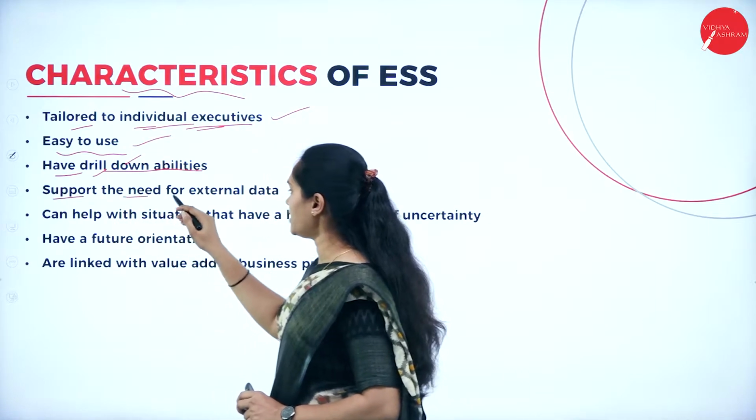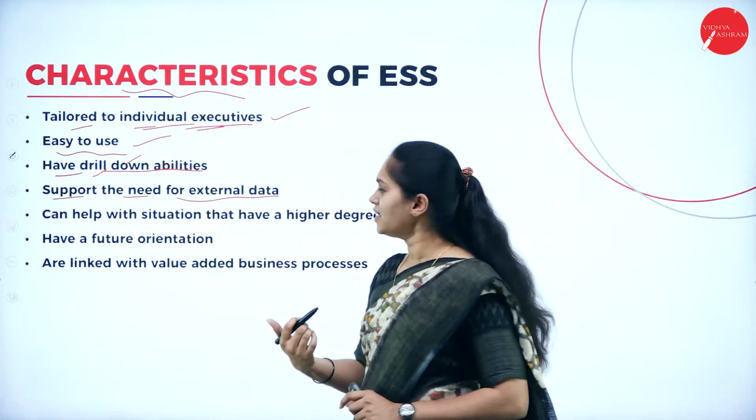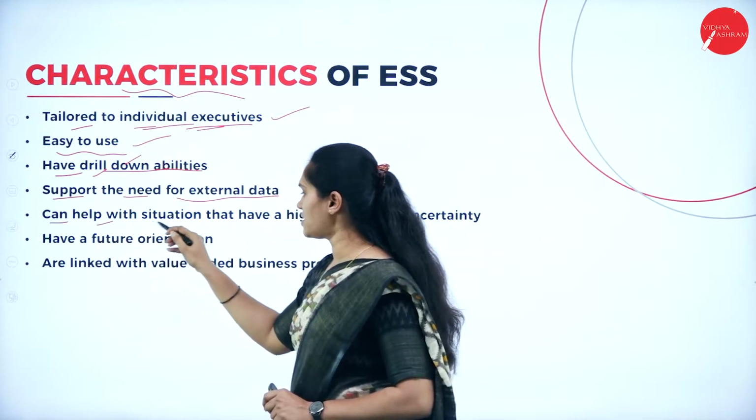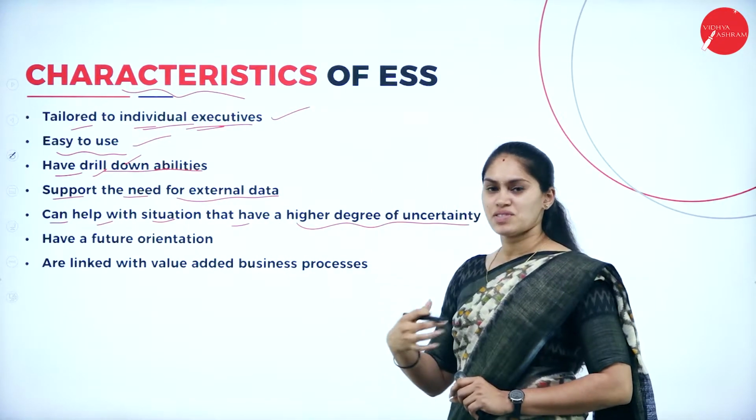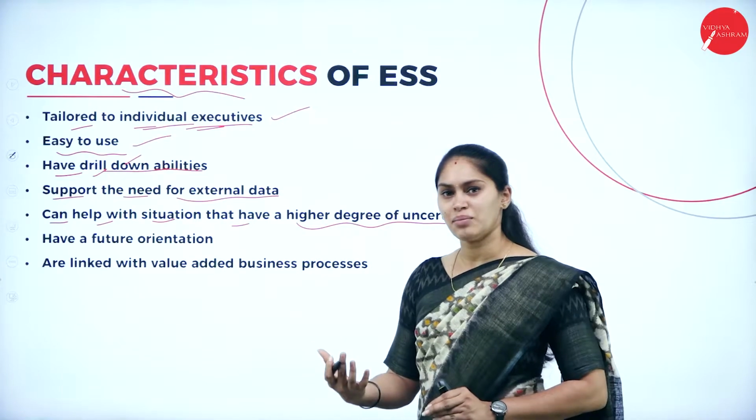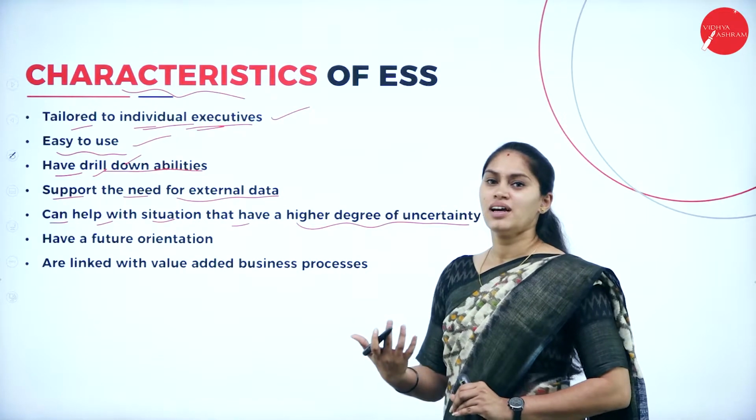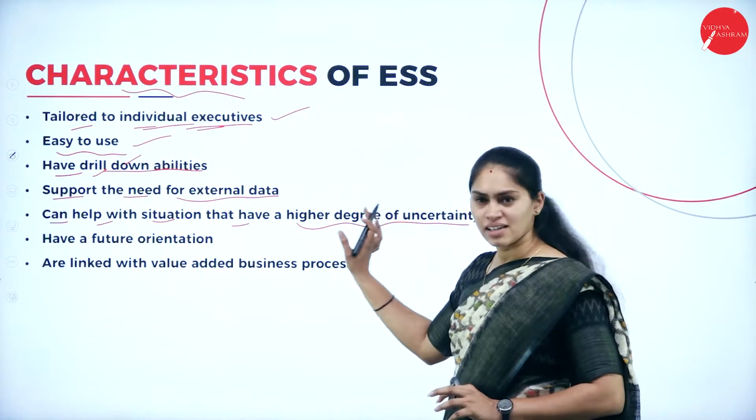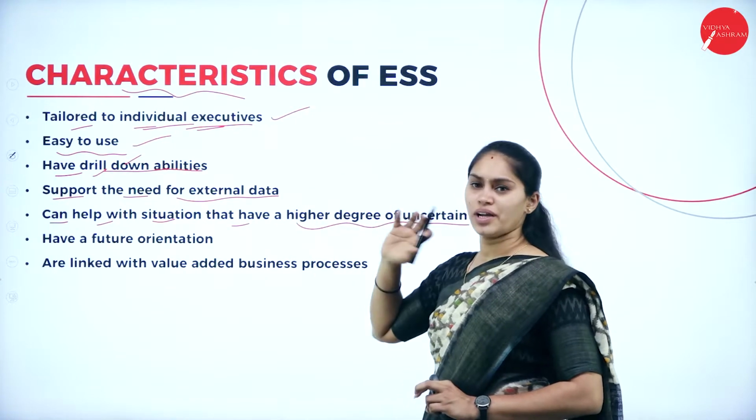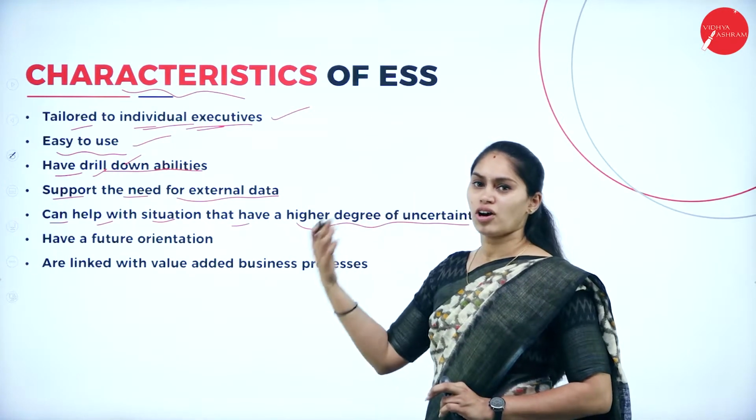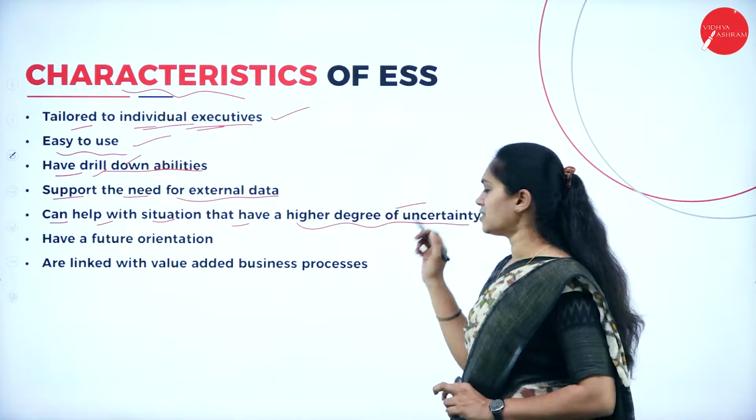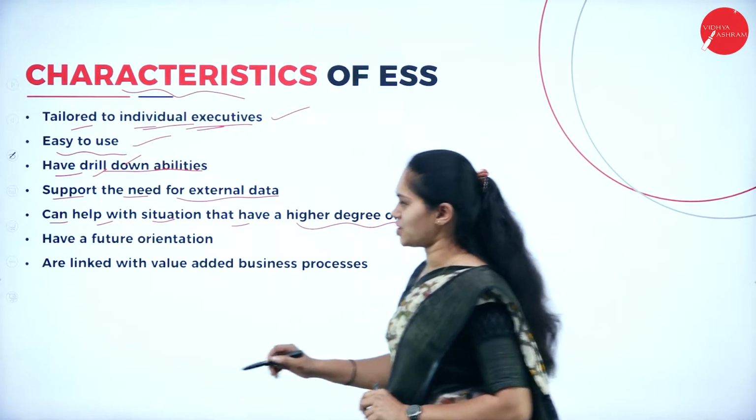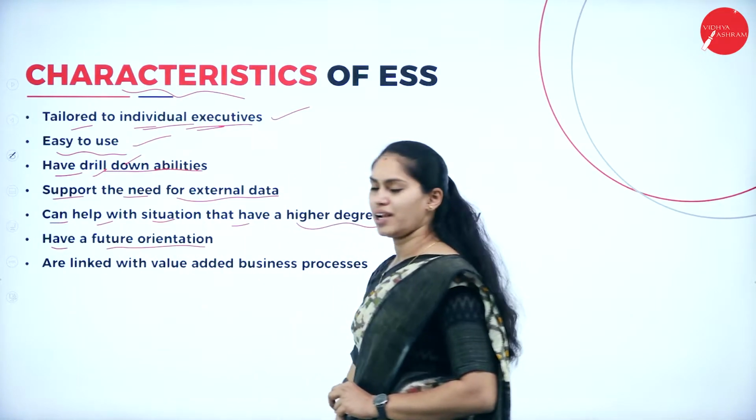Next, it supports the need for external data, and it can also help with situations that have a higher degree of uncertainty. For example, if something goes wrong, if natural calamities happen, or some war takes place at that time, in that situation this ESS will help the CEO or top level of an organization handle those uncertain situations, and have a future orientation.